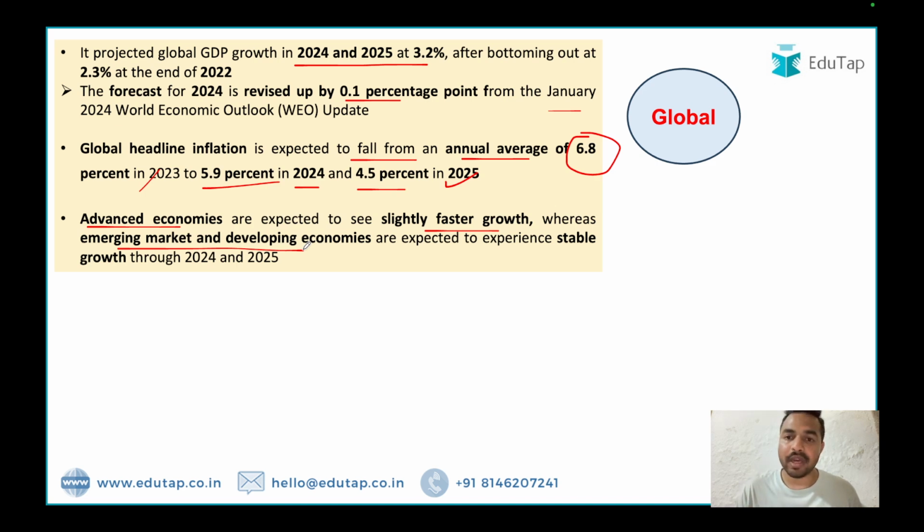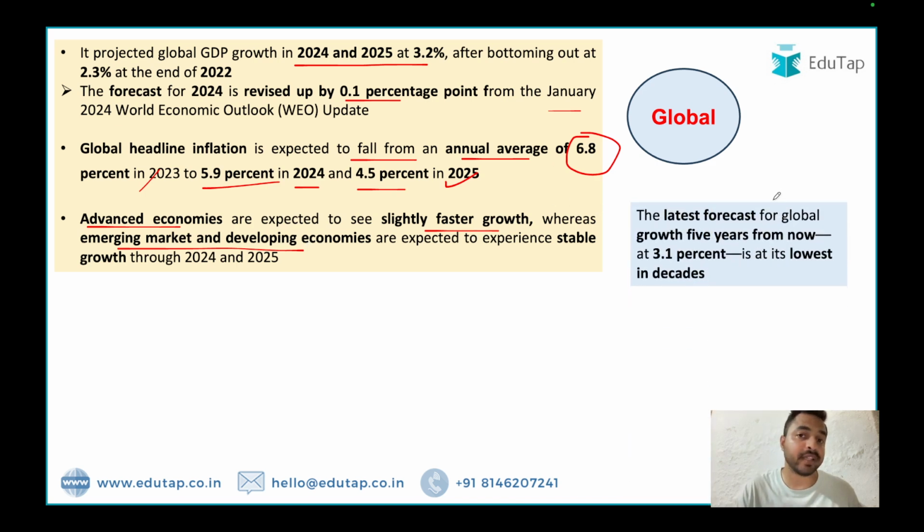Now let's directly cover some major key insights, but before that, a very important data that we are required to cover, that is the latest forecast. When we talk about the growth forecast for 5 years from now, it has basically been taken as 3.1%, which is the lowest in recent decades. If we talk about the fiscal year 24, IMF has raised India's GDP growth forecast to 7.8% from 6.7% in its January report, which we discussed. But the latest forecast for global growth 5 years from now will be 3.1% because it is at its lowest in this particular decade.